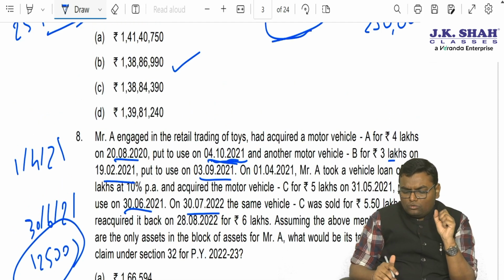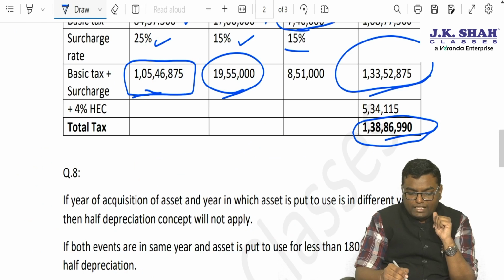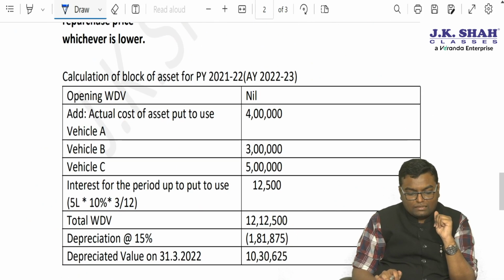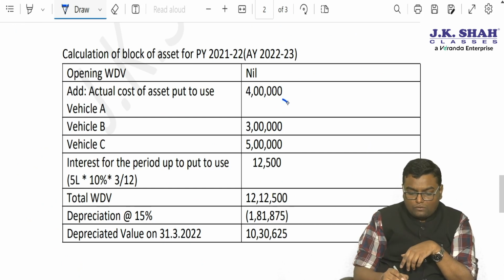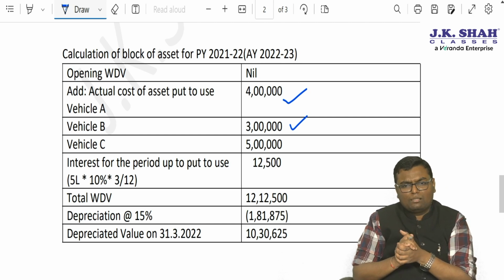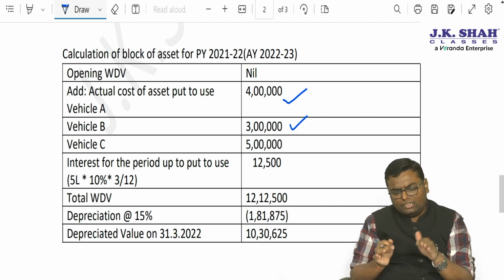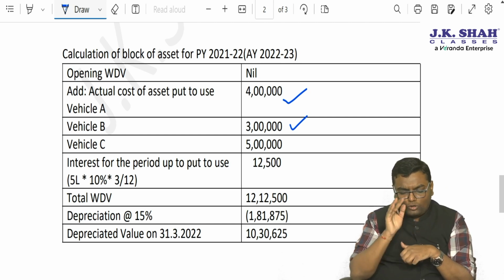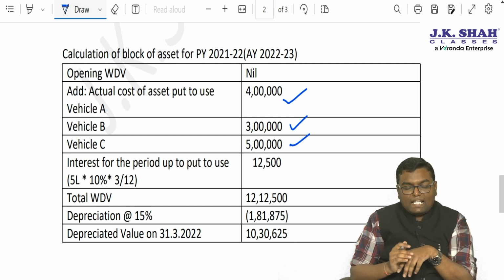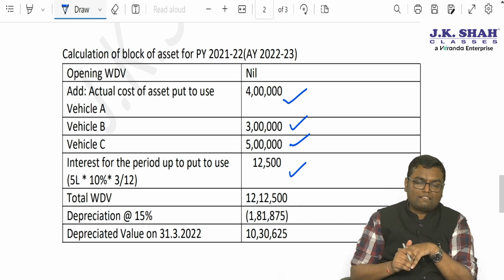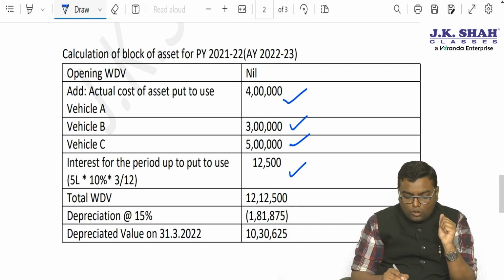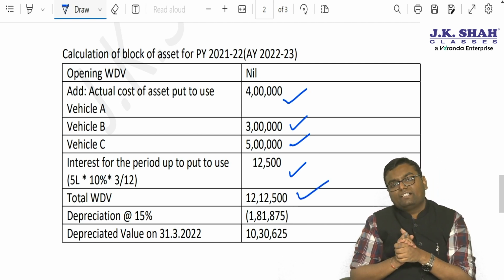So if we calculate the block for the year 21-22, our block will be something like this. Opening WDV 0. Motor vehicle A, which is put to use, 4 lakh. Motor vehicle B, 3 lakh. Actually, this will form part of opening WDV, but we are calculating depreciation in this year, so I have kept it over here. Vehicle C 5 lakh, and the interest which we calculated, 12,500, will also be capitalized. So the total value of the block will become 12 lakh 12,500.